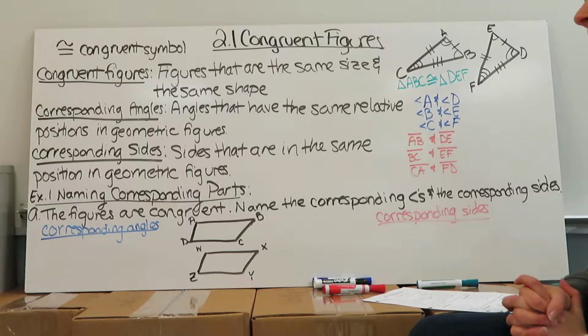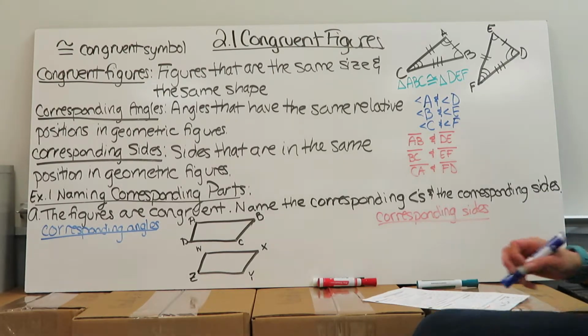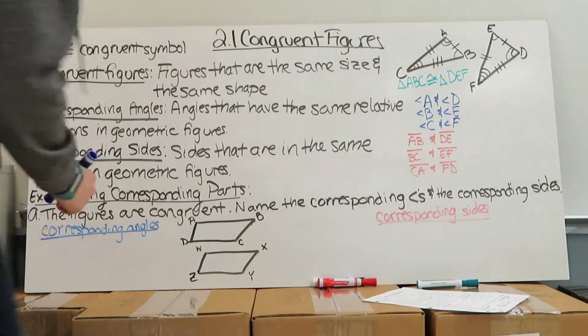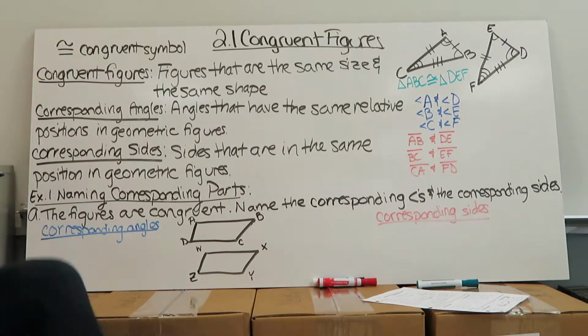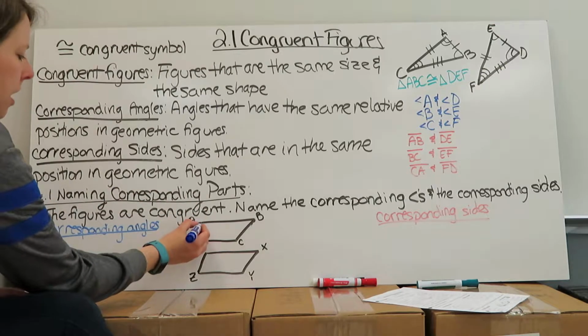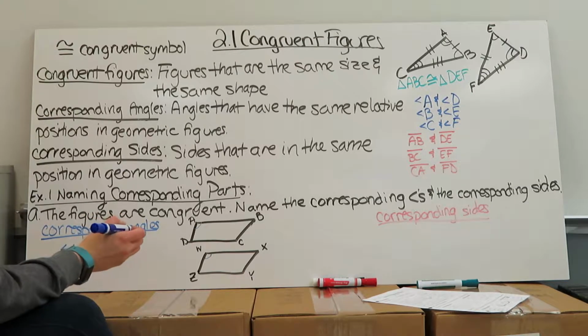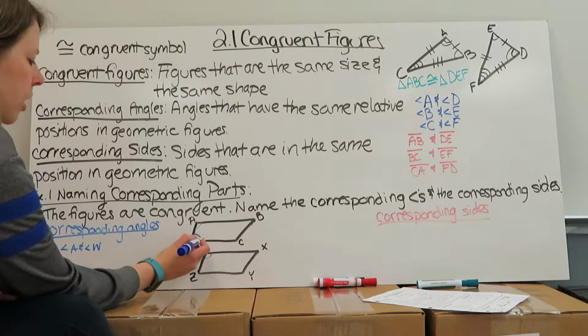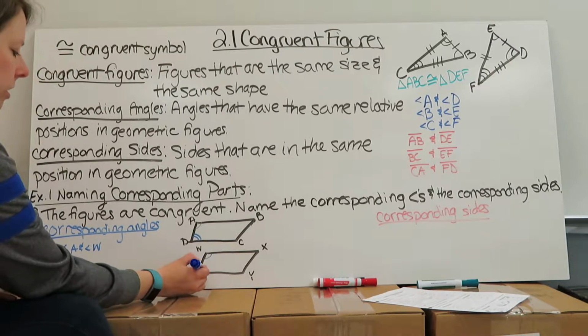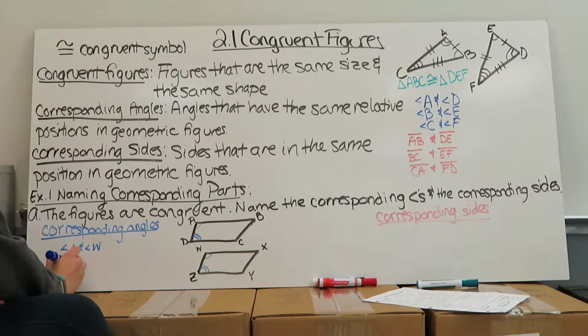So we're gonna start with example 1, naming corresponding parts. The figures are congruent, so name the corresponding angles and the corresponding sides. Well, we know that they are equal. Congruent means that they are equal to each other. So if I have angle A, that's going to correspond to angle W. So angle A and angle W. Then we have angle D. I'm going to put 2 lines to signify that, and angle Z. So angle D and angle Z.